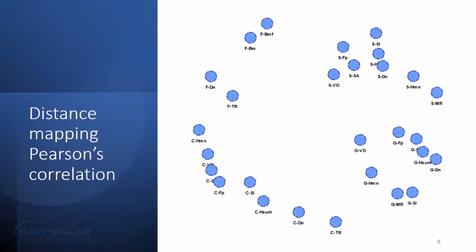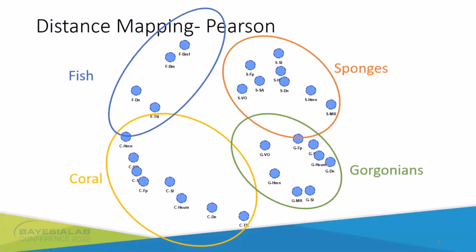So upon importing the data and setting up the nodes in BayesiaLab, we use distance mapping, where the nodes are arranged on the screen on the layout of BayesiaLab based on the relationships between each other. And so this one's based on Pearson's correlation, or the R value, and the nodes that are closer together have a positive R value, and the ones that are on the opposite side from one another have a negative R value. And one of the things we noted is that the taxa-specific variables tended to group with one another, where we had fish, coral, sponges, and gorgonians forming their own little clusters on the distance mapping.